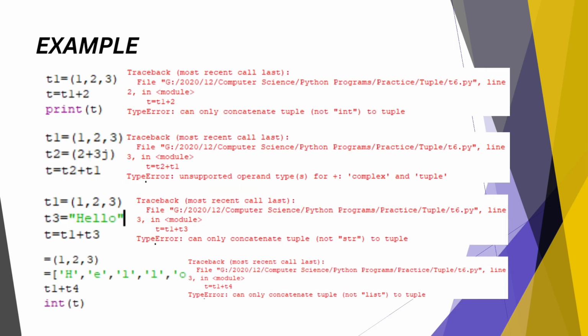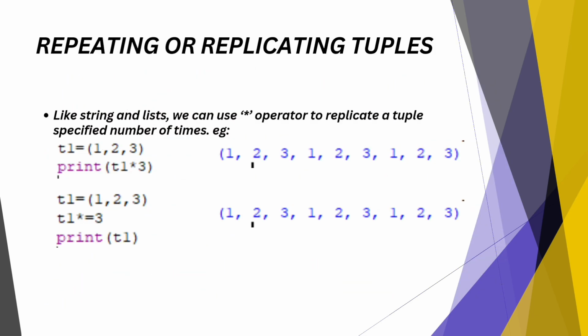So see the example also. First we are adding the integer value, it will give a type error. Again we are adding the complex value, again it will give an error. Then we are adding the string value, so again type error. And last we are adding t1 plus t4, a list with the tuple, again it will give the type error: can only concatenate tuple to tuple. So these are the errors mentioned in the slides. So you cannot add anything else.